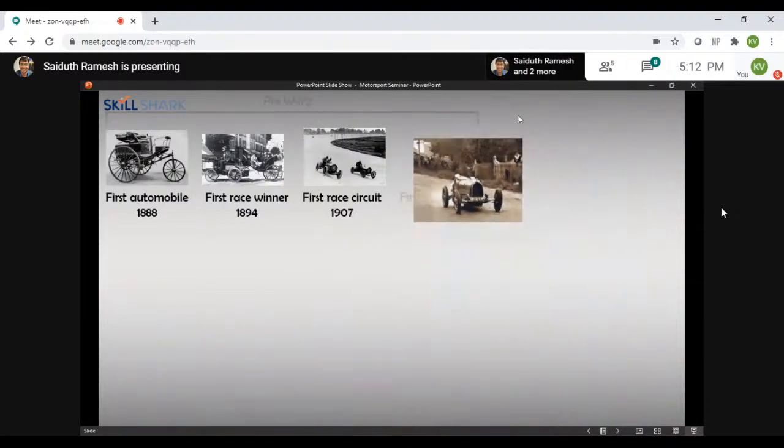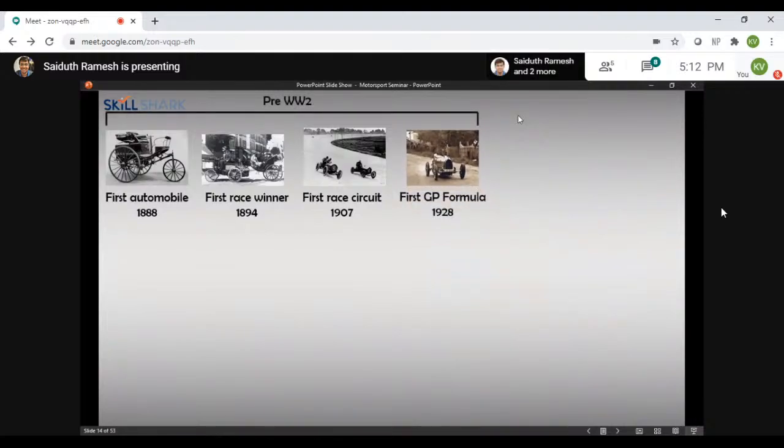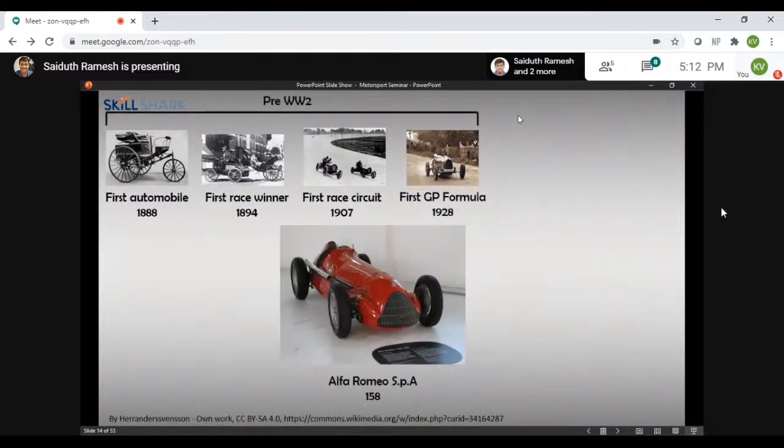Then there was a gap in racing, World War II, from 1939 to 1945. It was only in 1950 that the first ever Formula One season was created. This was the first ever winner of a Formula One championship. The rules for that season were that it had to be a naturally aspirated engine of about 4.5 liters or a supercharged engine up to 1.5 liters.